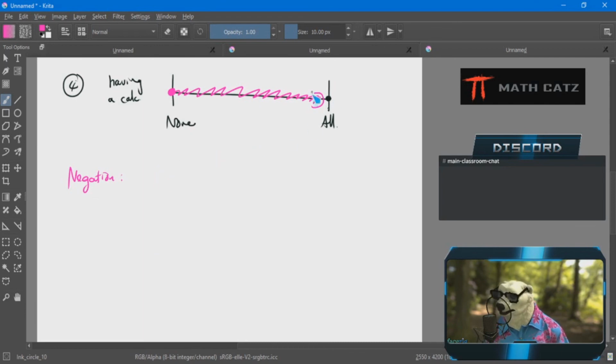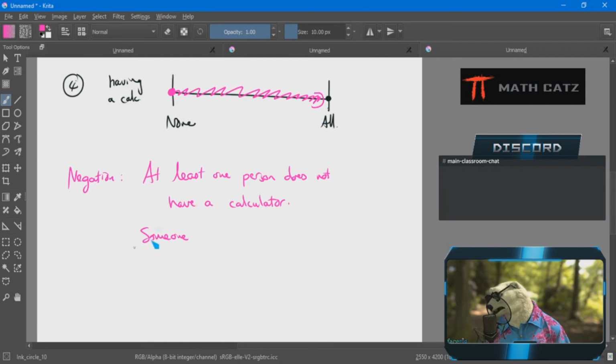So as long as I just step away from everyone, my choice for the ideal way to phrase the negation is at least one person, of course in class, does not have a calculator. That will allow me to get away from this right extreme. Someone doesn't have a calculator. You can also say that. But people struggle with the sum concept a little bit.